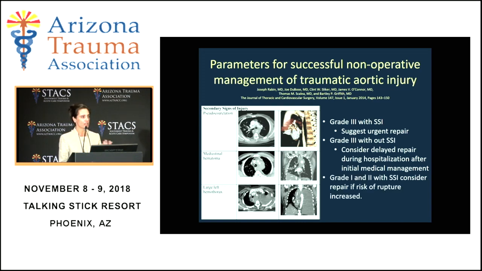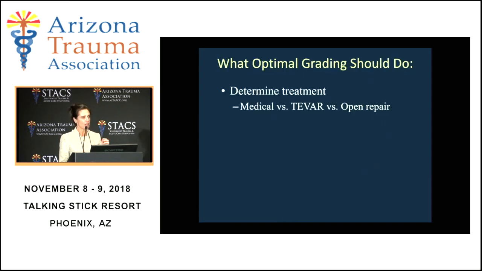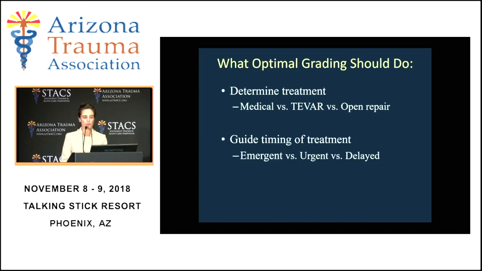Grade 1s and 2s, not surprisingly, the small intimal tears and the intramural hematomas. If those have secondary signs of injury, then you should consider repair, but it's definitely not mandatory to repair these. So what an optimal grading system should do, obviously, is determine treatment, tell us what grade needs what kind of treatment, whether we should be treating with medical, TBAR, endovascular, or open repair.